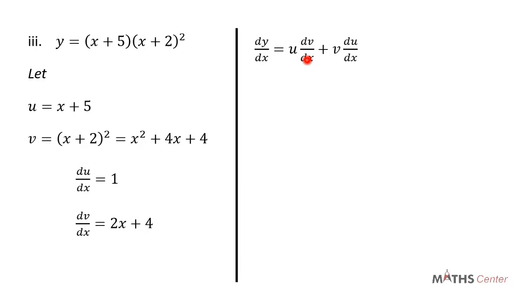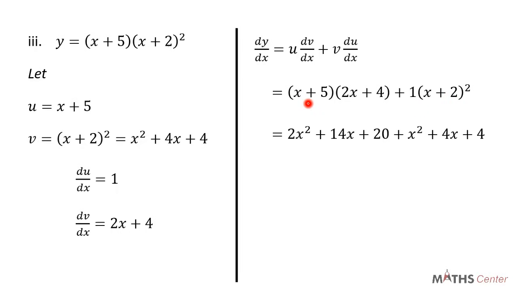Now let's substitute that here. We have u to be x plus 5, dv dx to be 2x plus 4. So we have x plus 5 times 2x plus 4. Then plus v is x plus 2 squared, and du dx is 1. So you have 1 times x plus 2 squared. And when you open this, you have 2x squared plus 14x plus 20 plus x squared plus 4x plus 4. When you simplify this, you have 3x squared plus 18x plus 24.